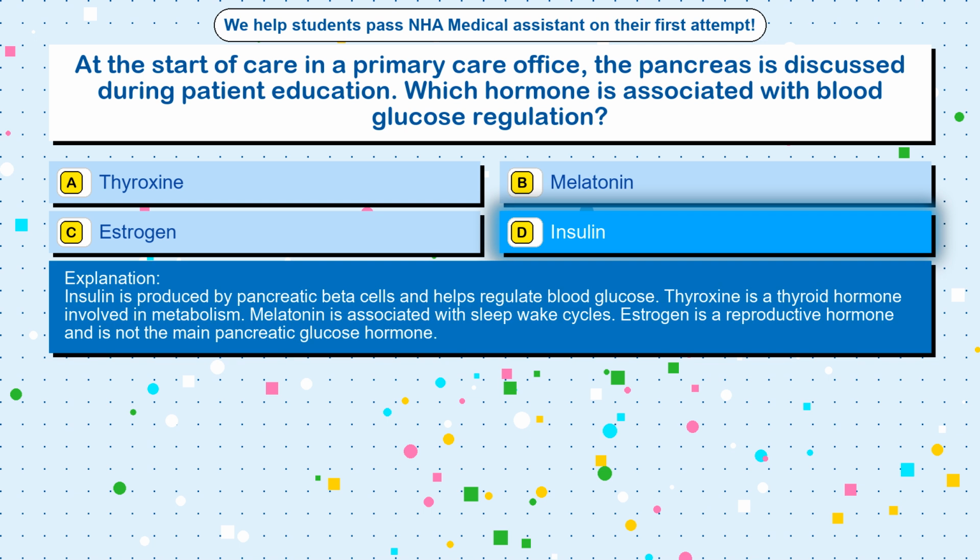Insulin is produced by pancreatic beta cells and helps regulate blood glucose. Thyroxine is a thyroid hormone involved in metabolism. Melatonin is associated with sleep-wake cycles. Estrogen is a reproductive hormone and is not the main pancreatic glucose hormone.